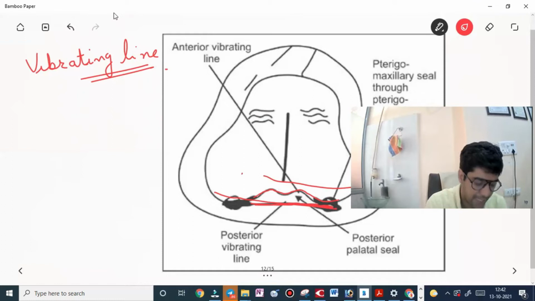Now let us discuss them one by one. First is the anterior vibrating line. It is an imaginary line at the junction between the immovable tissue over the hard palate and the slightly movable tissue of the soft palate.